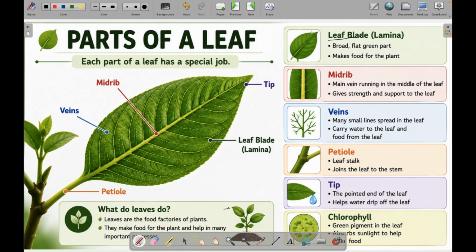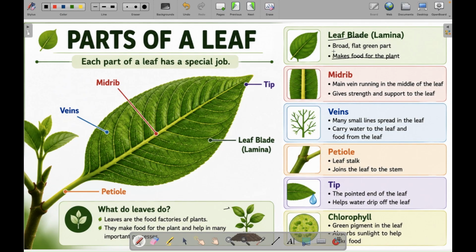If you look at this figure, this is the leaf blade. It is the broad, flat, and green part. So this entire thing is the leaf blade or the lamina. What is the purpose of this? It makes food for the plant. So it is the leaf blade wherein the food is made.